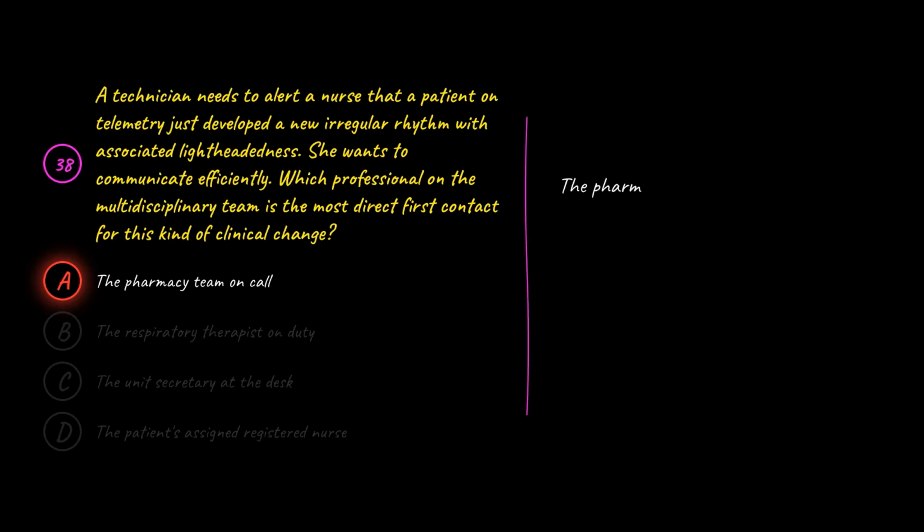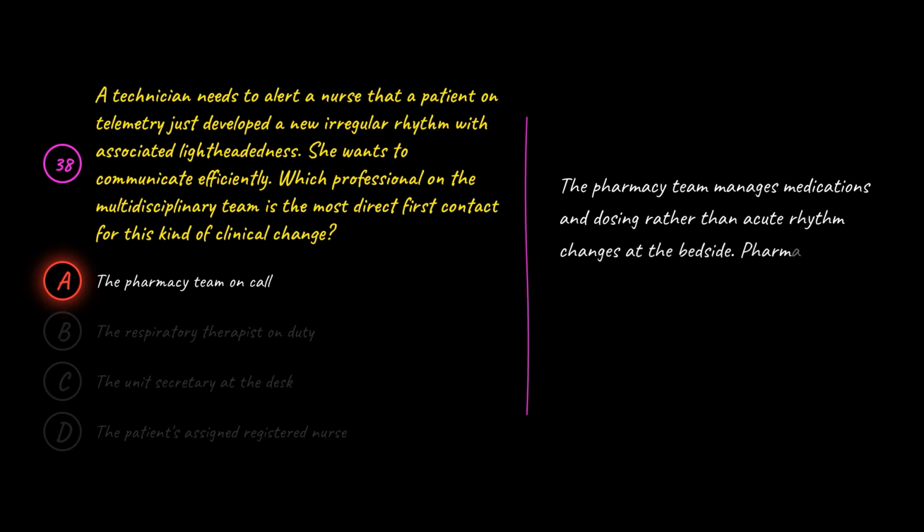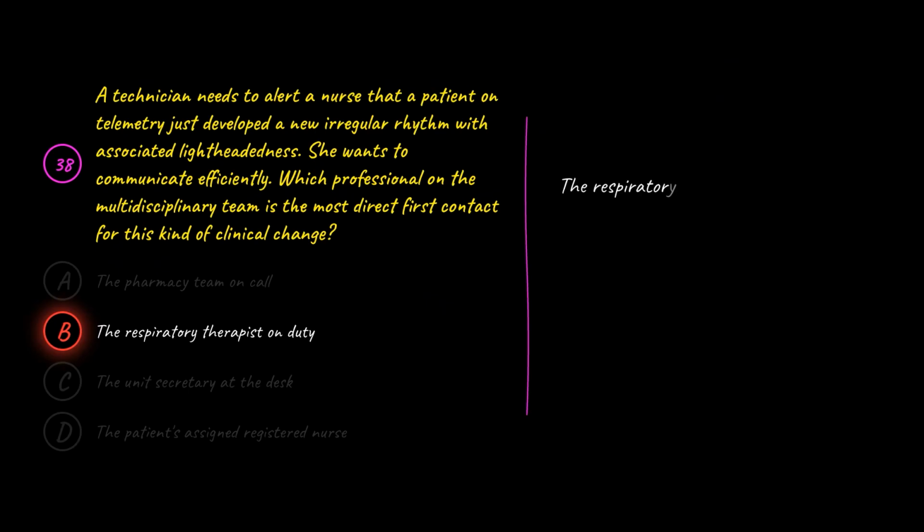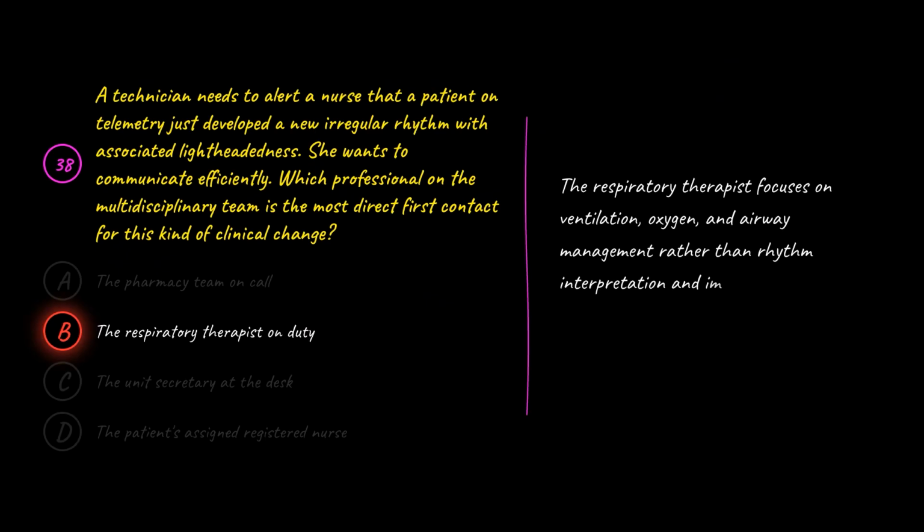A is wrong because the pharmacy team manages medications and dosing rather than acute rhythm changes at the bedside. Pharmacy involvement comes later if a medication is ordered, not first when an arrhythmia appears on the monitor. B is wrong because the respiratory therapist focuses on ventilation, oxygen, and airway management rather than rhythm interpretation and immediate intervention. Respiratory specialists join when breathing problems arise, not at the first sign of an arrhythmia.